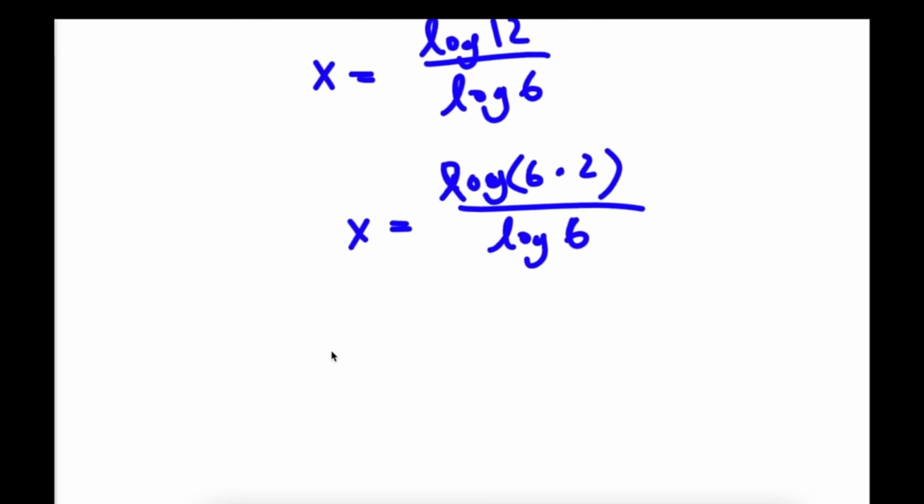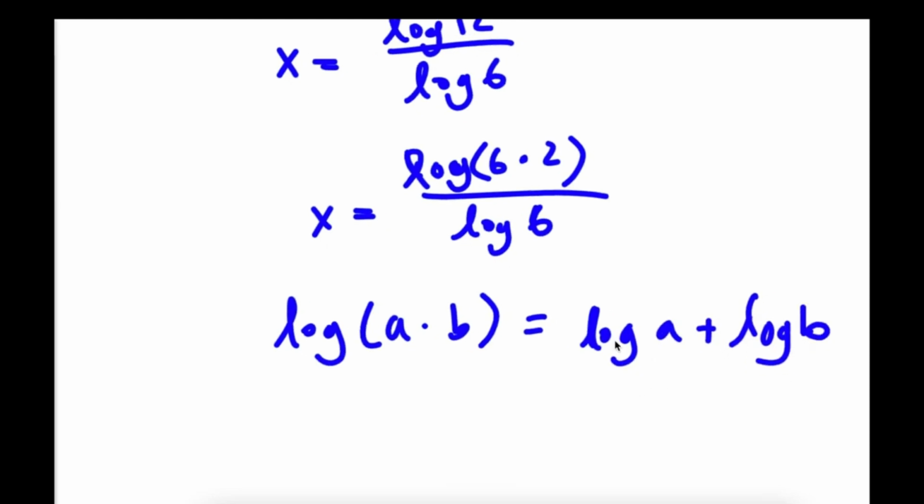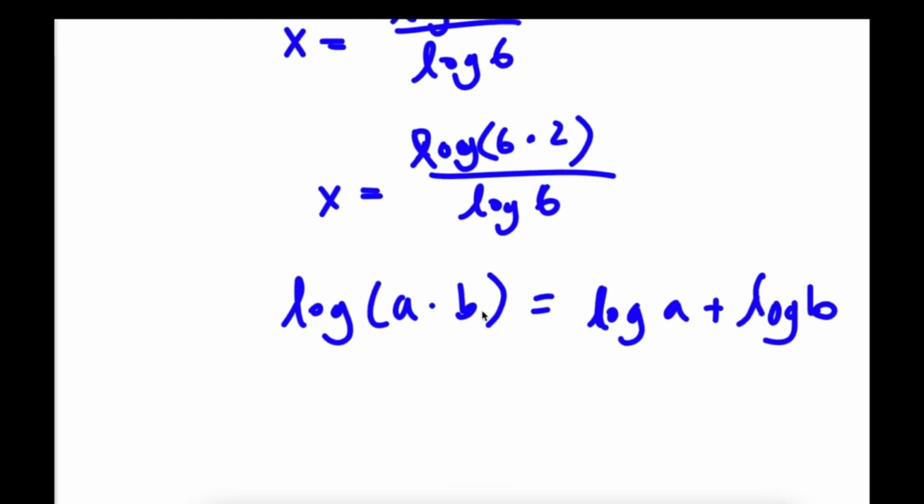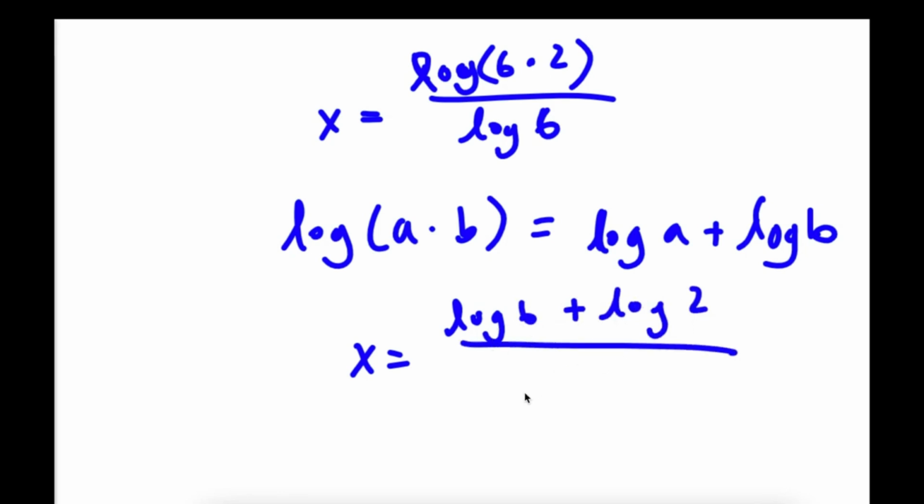And for logarithms, an important property is that if we have something in the form log a times b, this is equal to log a plus log b. And the same obviously applies vice versa. So for x is equal to log 6 times 2, log 6 times 2 would be equal to log 6 plus log 2. And we're dividing this by log 6.